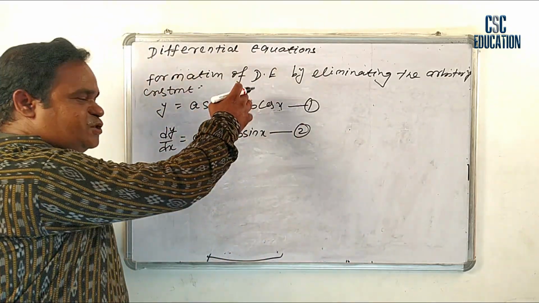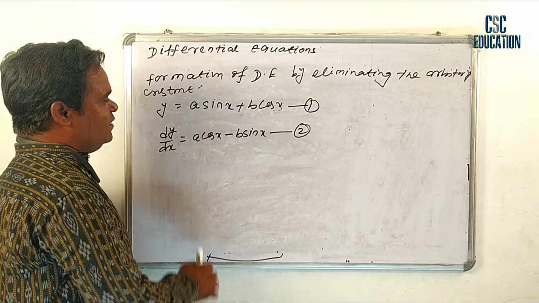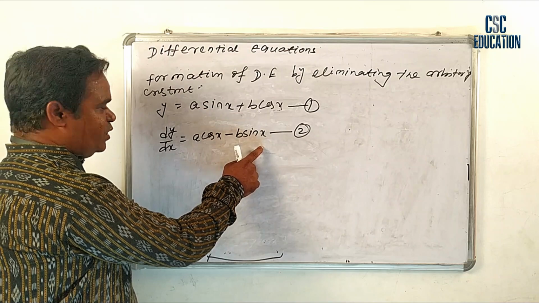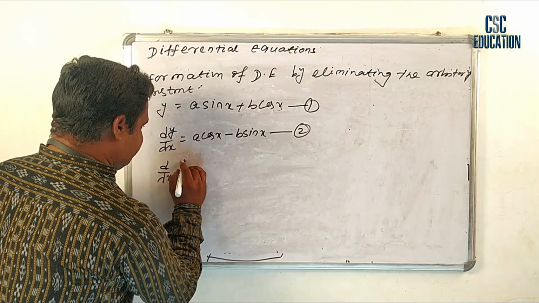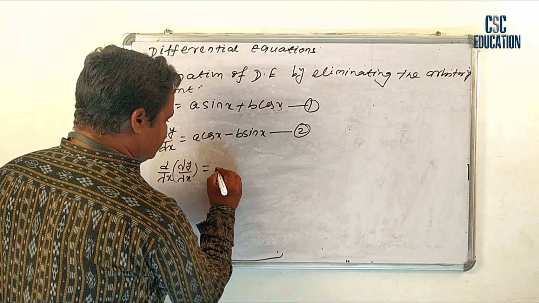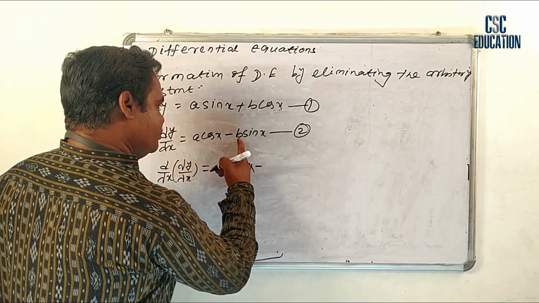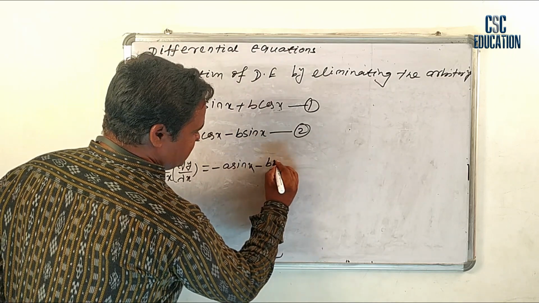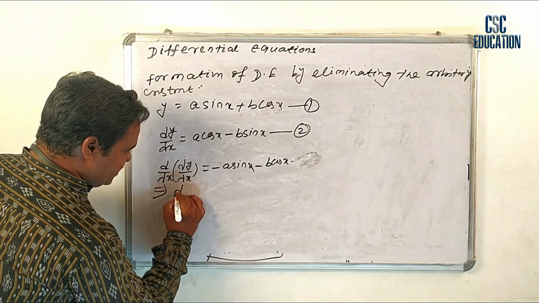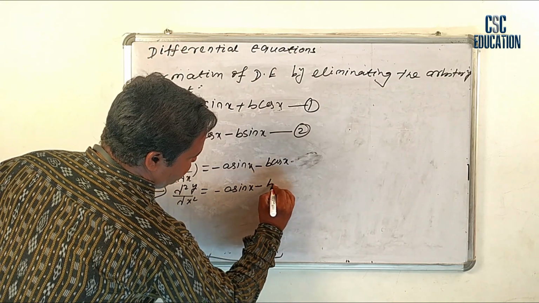Checking these two equations, a sin x and a cos x do not cancel. Because two constants are there, we differentiate again, equation number 2. So d by dx of dy by dx equals a times the derivative of cos x, which is minus sin x, so minus a sin x, minus b cos x. This is equation 3: d2y by dx2 equals minus a sin x minus b cos x.